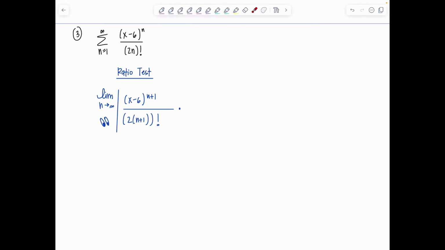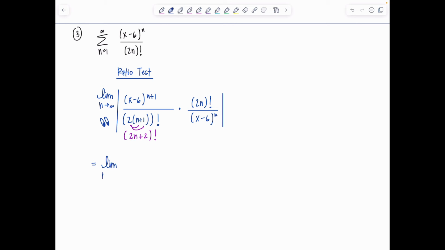Times, I'm already going to multiply by the reciprocal, okay? 2n factorial over x minus 6 to the n. Good. Now, I want you to be careful here. 2 times n plus 1 factorial becomes 2n plus 2 factorial. The most common mistake I see is that students just make it 2n plus 1, but it should be 2n plus 2. That 2 needs to distribute. And that's going to dramatically affect the next few steps.